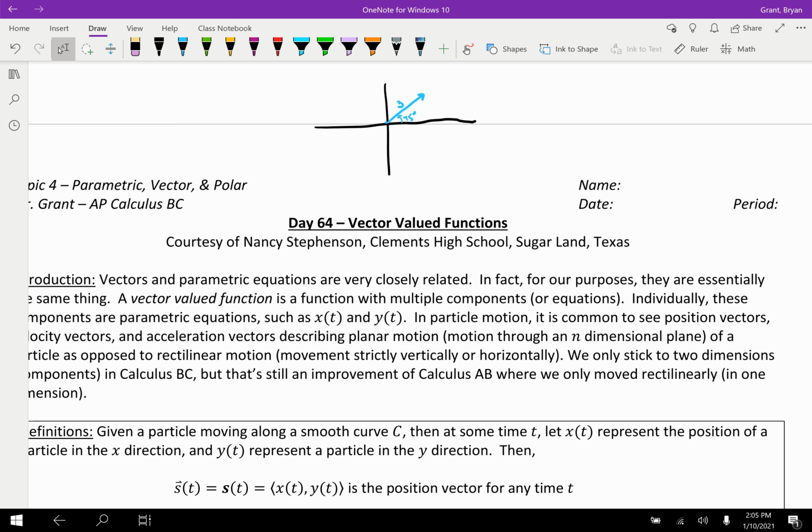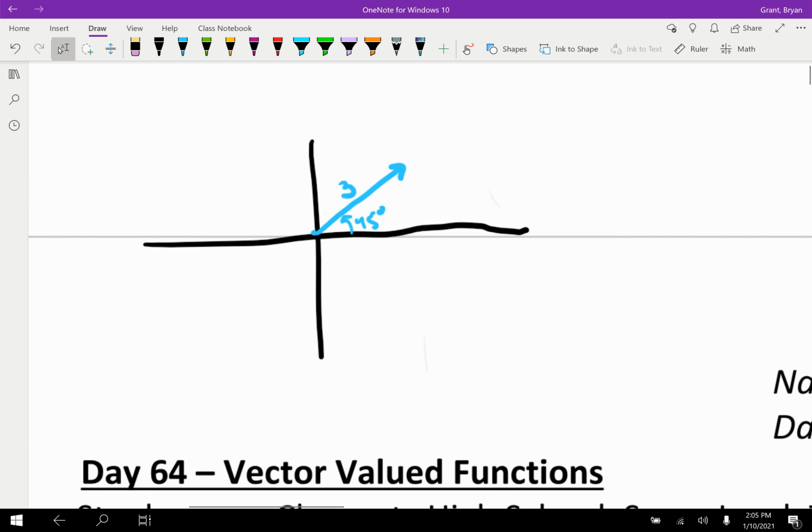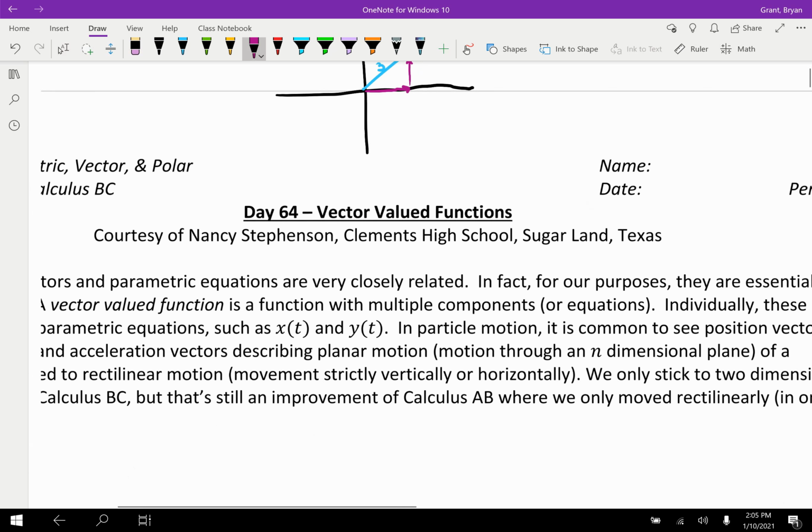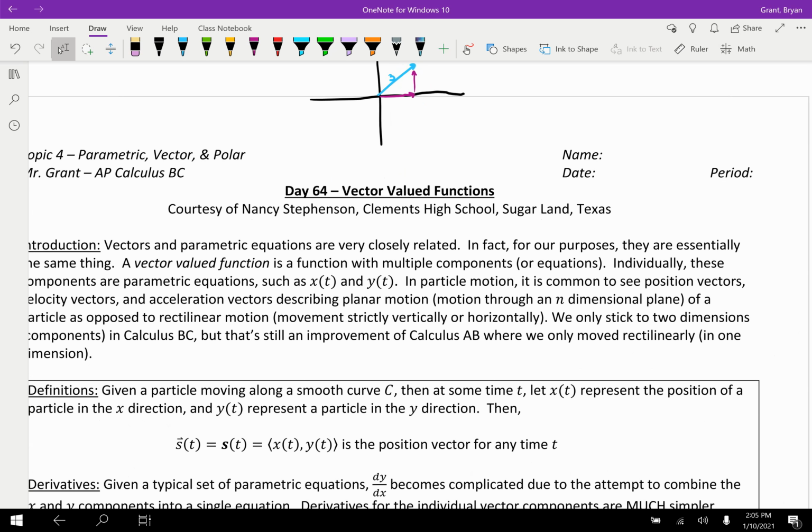And they are really just going to tell us how to get to this same arrow that I drew up here, except instead of doing a rotation, they are going to say go x some amount and then go y some amount, right? Vectors. Very exciting, really useful, lots of cool properties. We just don't have time to get into it for now. Individually, these components are parametric equations like x of t and y of t.